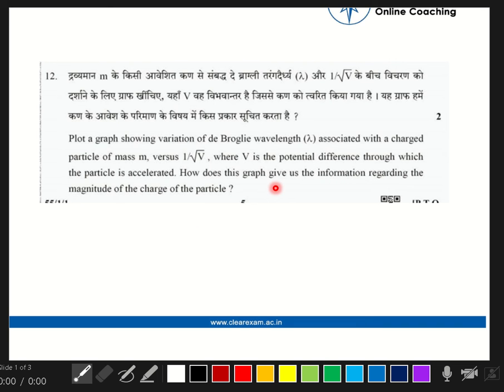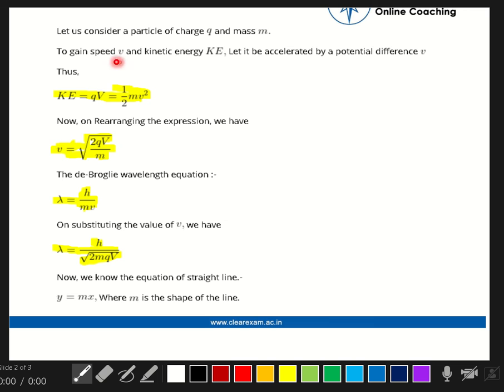Okay, we have to draw the graph lambda versus 1 by root v. Let's draw it and generate the equations. Let us consider a particle of charge q and mass m and speed v and kinetic energy KE, and it is accelerated by the potential difference v. Thus we know that kinetic energy equals qv equals half mv square. From this, the velocity v will be root of 2qv by m.